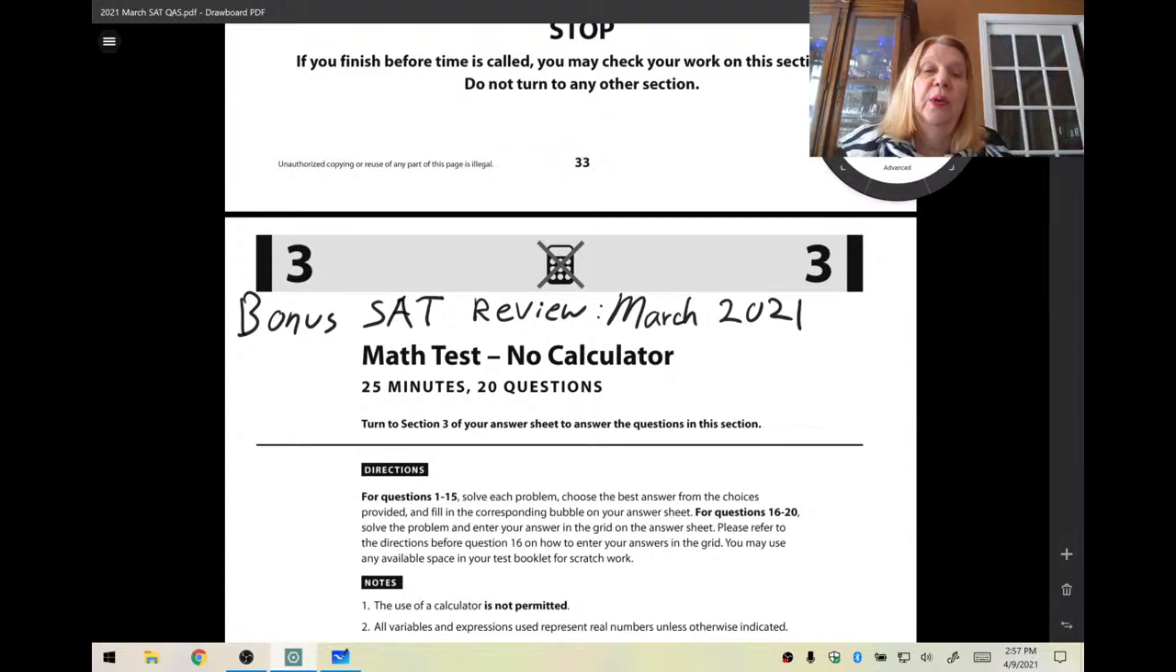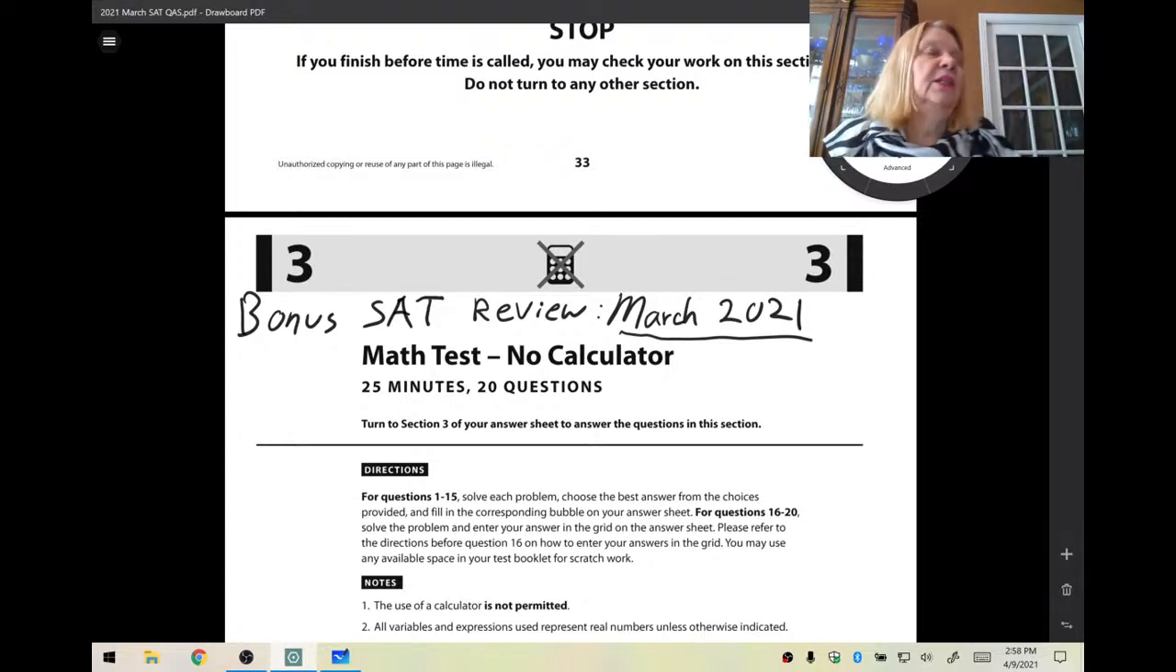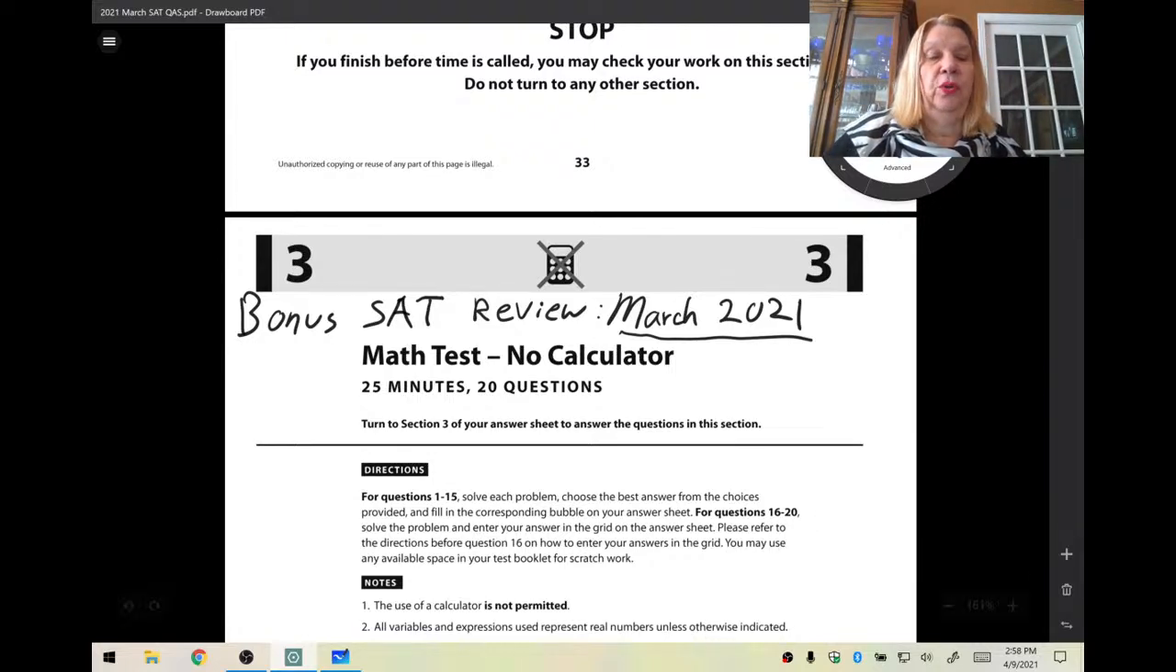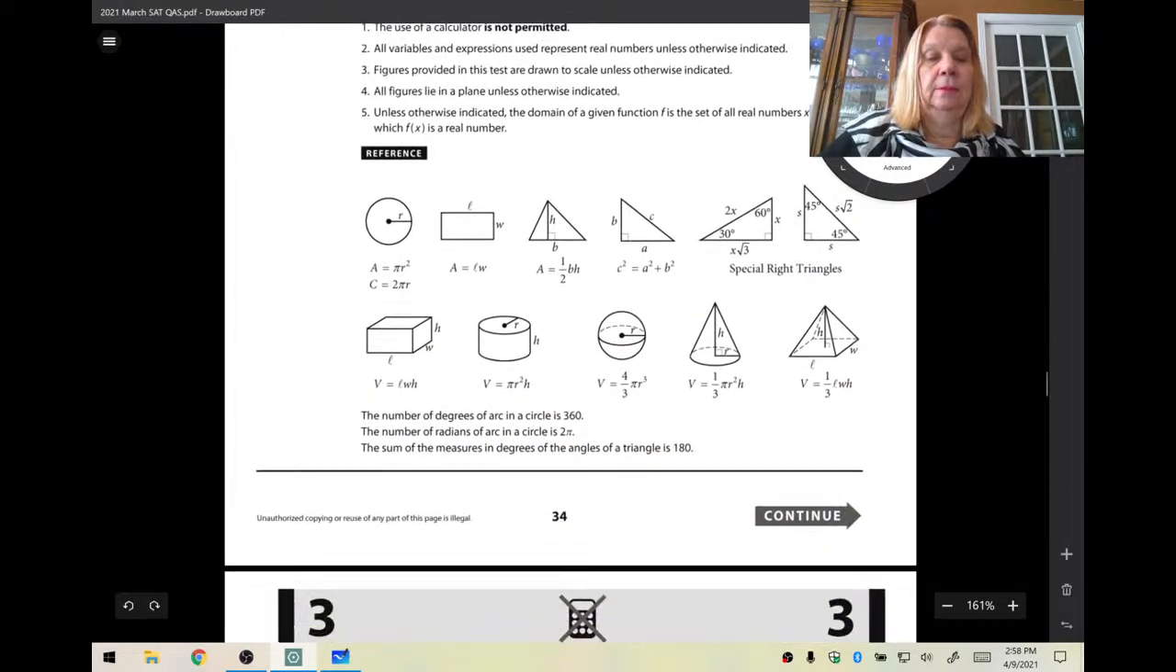So this is Mrs. Hessler with a bonus lesson, and the bonus lesson is the March 2021 test. So this is the most recent test that the College Board has released. Some of you have taken it, and we did discover that maybe your math questions are in a different order. But we're going to go through the no calculator first, and so you can go through every question or fast forward through the ones you missed. But this is to give you some more practice.